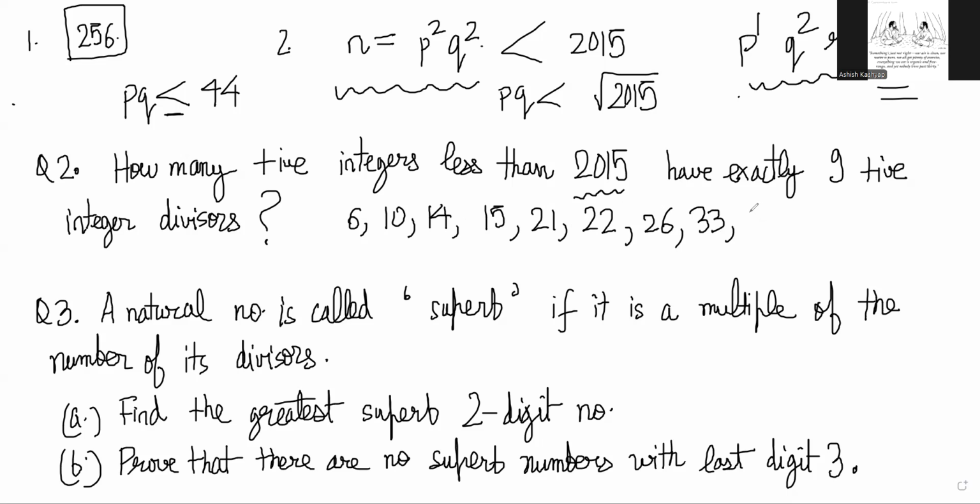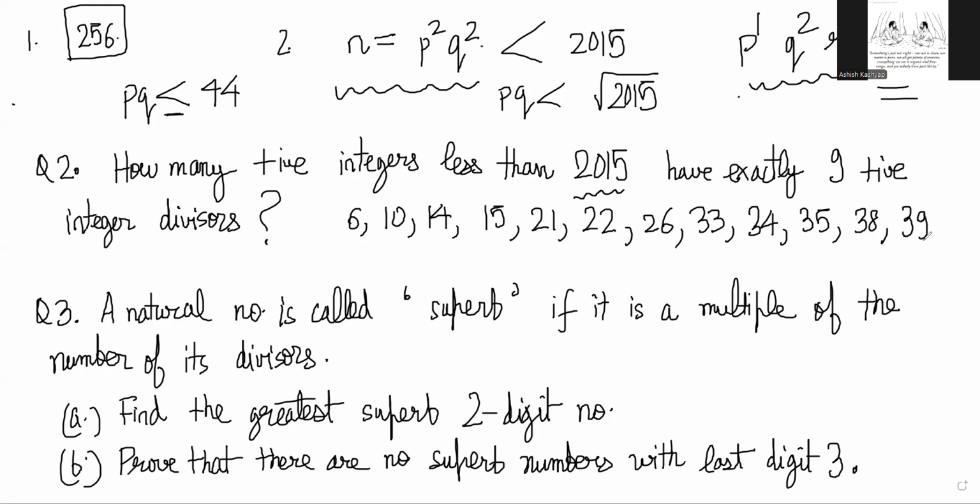Then 2 into 17. 2 into 19. No, wait. 5 into 7 also. 2 into 19, 38, and 3 into 13, 39. After that, nothing is there.